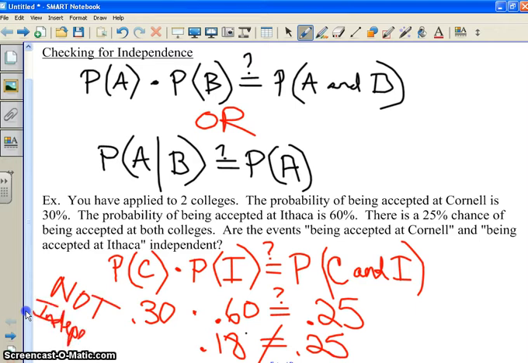If those two probabilities had come out to be the same, then the two events would be independent. So in other words, there's some sort of relationship going on between Cornell and Ithaca, that getting into both of them are somehow related to one another.